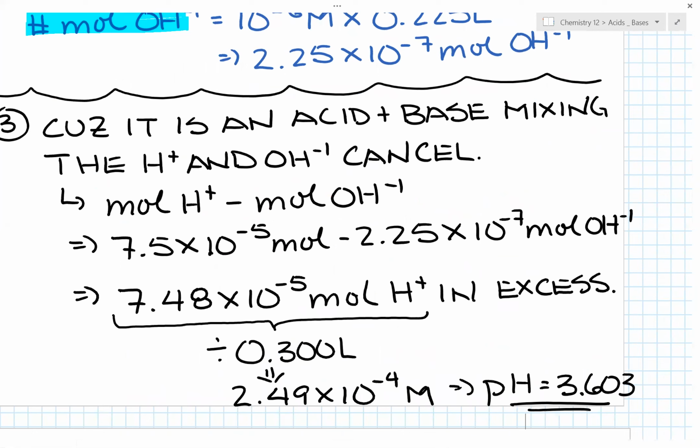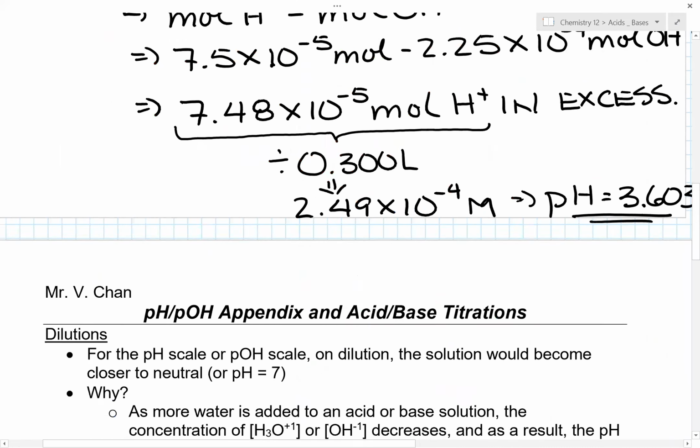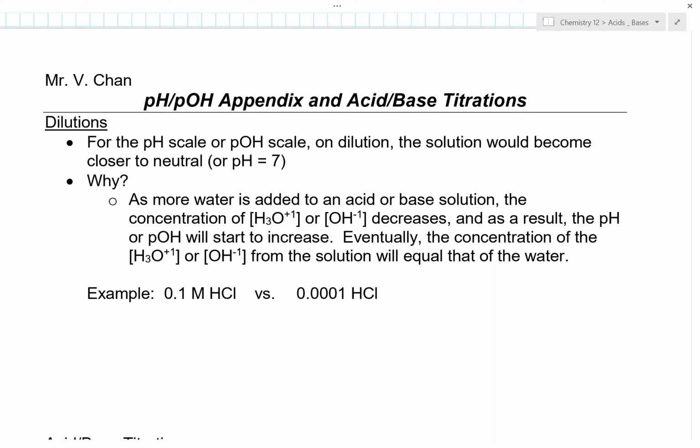Now, in some questions, you might be given the concentration of H3O+ and OH-. Please remember that pH is just another way of describing the concentration of an acid or base solution. Okay? Now, dilutions. For a pH scale or a pOH scale, on dilution the solution would become closer to neutral.